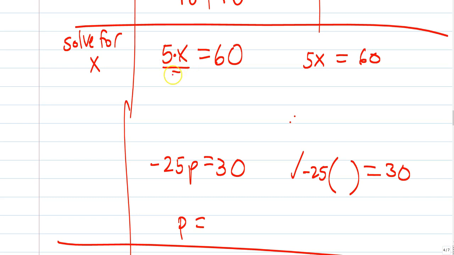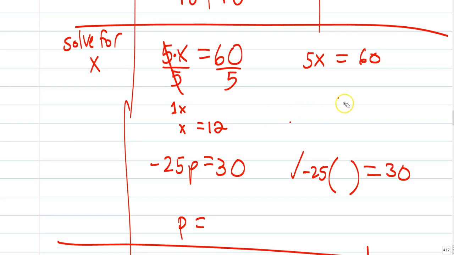If I divide by 5 on one side, to keep equality, I do it to the other. So the 5's, 5 divided by 5, they don't make 0. Anything divided by itself makes 1. So I end up with 1x, or just x, equals 60 divided by 5 is 12. You're like, well, wait a second, I thought you said multiplication property and we just divided.